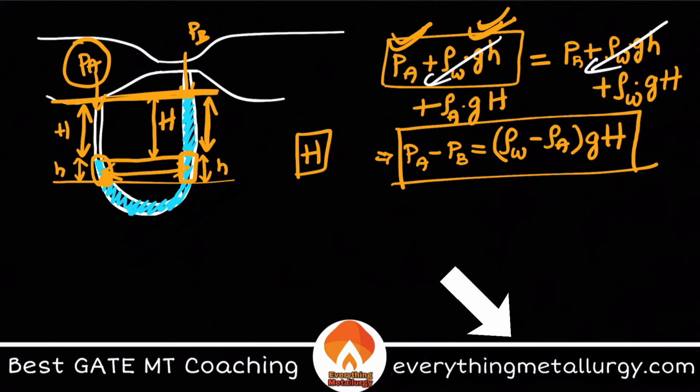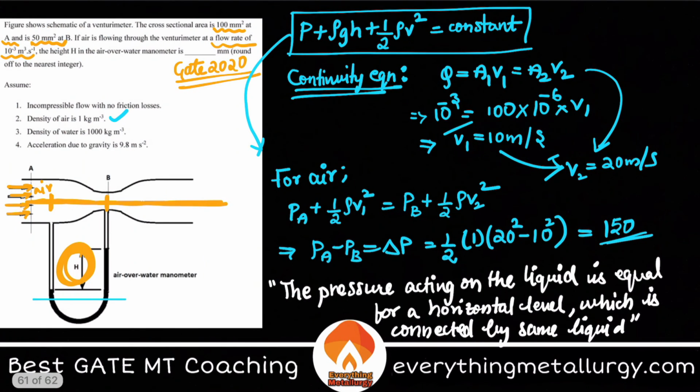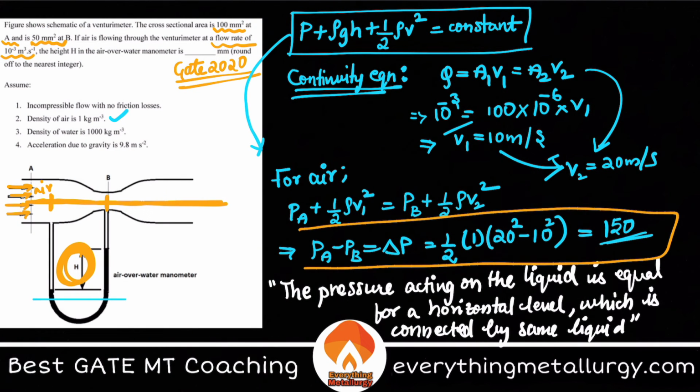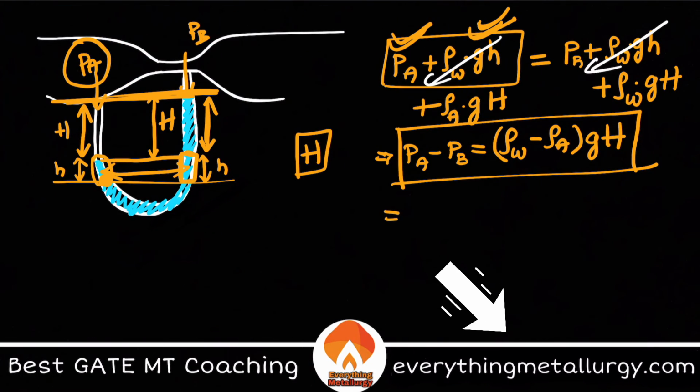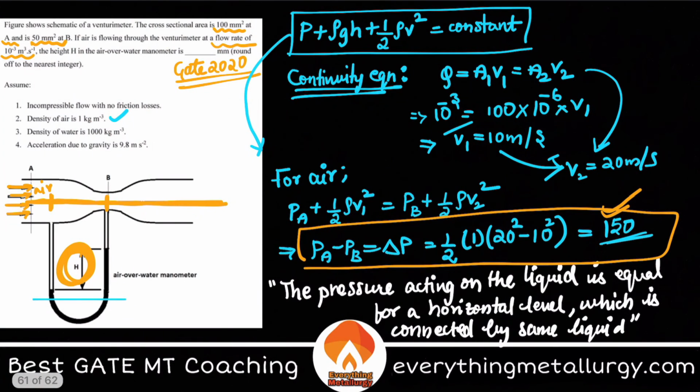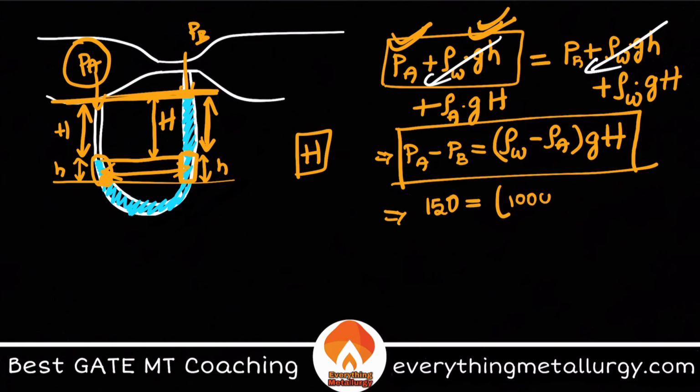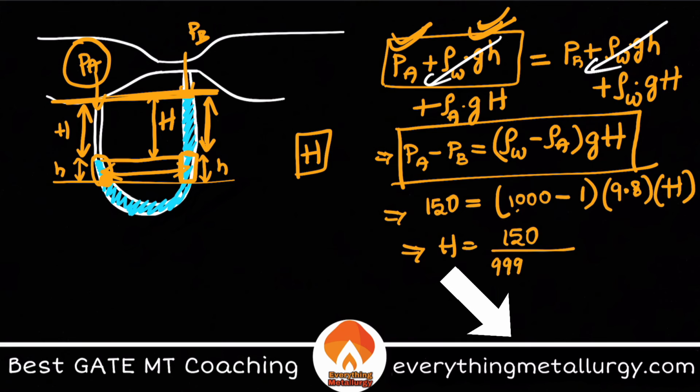Okay, so this is a small derivation that I think will be beneficial and give a clear concept of Bernoulli in this particular problem. Right, now we just calculated PA minus PB. How much is the PA minus PB that we calculated already by applying the Bernoulli equation? 150. So just put it over here. 150 is equal to water, which we all know is actually given as 1000, minus 1, into G which is 9.8, into H. This H is what we are interested to calculate, right? So H will be equal to 150 divided by 1000 minus 1, which is 999, into 9.8.